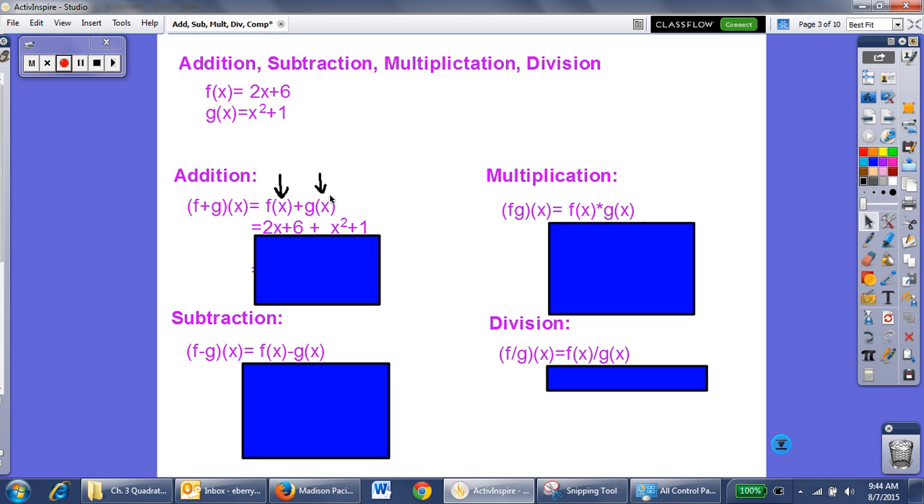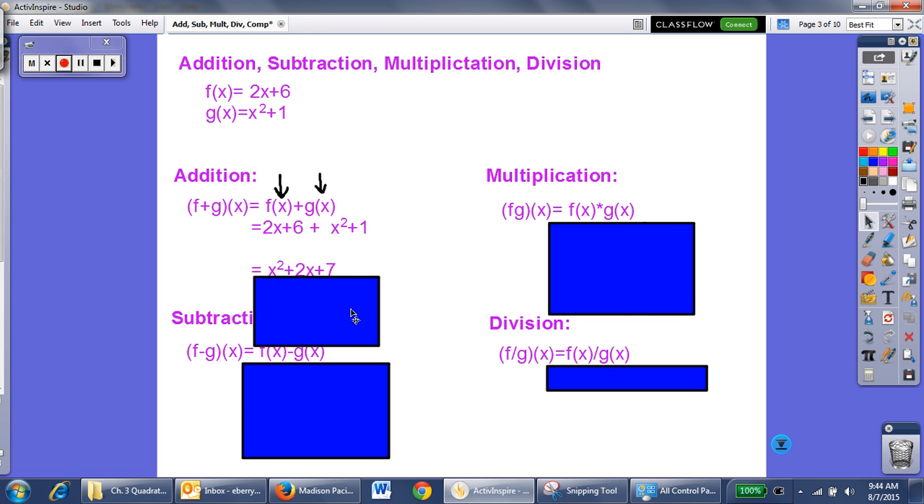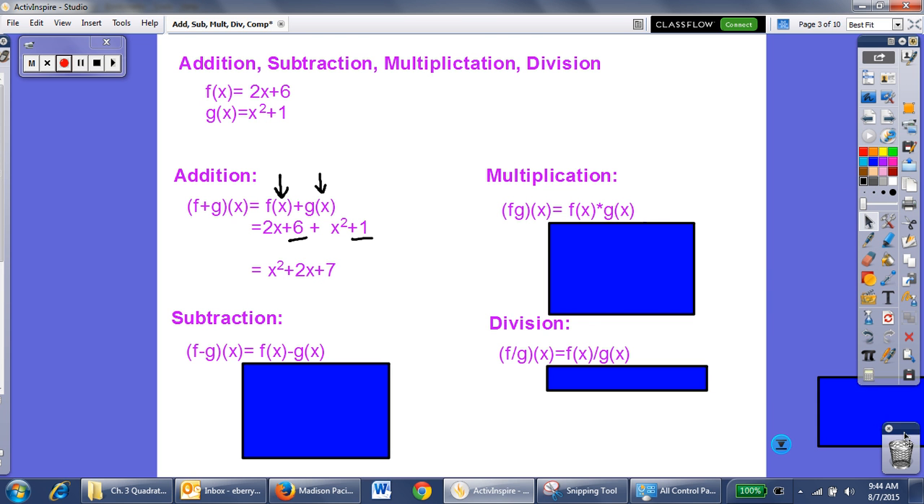So treat these kind of like polynomials, so we can just combine like terms and then write it in the correct order. So we'll put x squared first, and then we have 2x next, and we'll combine 6 plus 1 and get 7. Pretty simple.